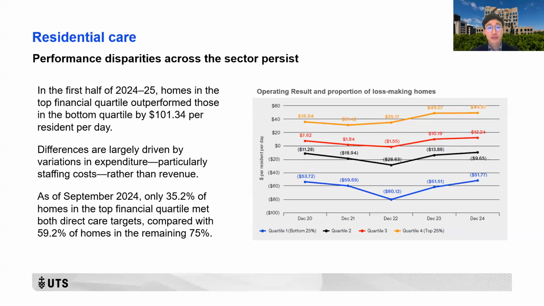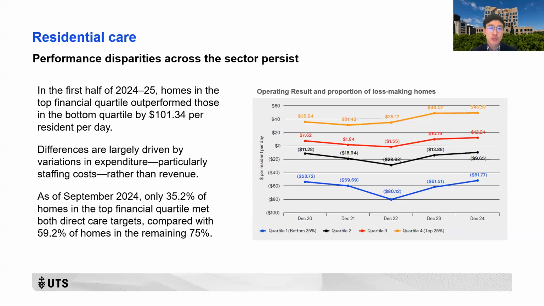Also, another significant contributor to this divergence is the differences in the delivery of direct care minutes. As of September 2024, homes in the top financial quartile were more compliant in meeting both direct care minute targets compared to the remaining 75% of homes. And also, on average, top quartile homes are spending less than the bottom quartile homes.